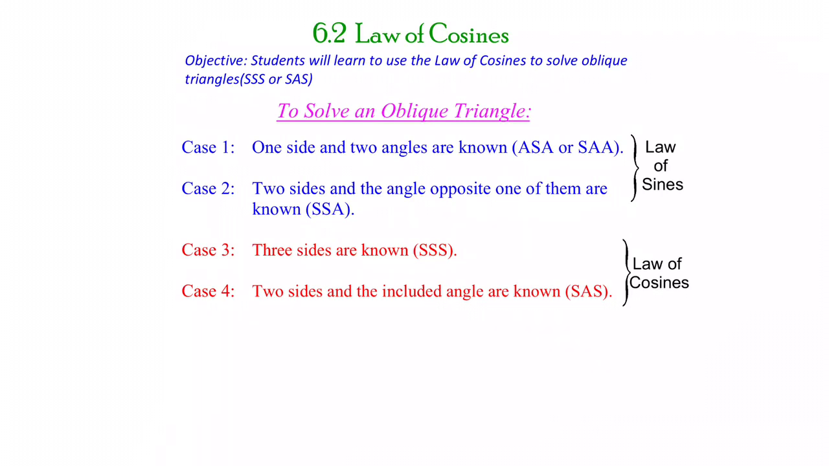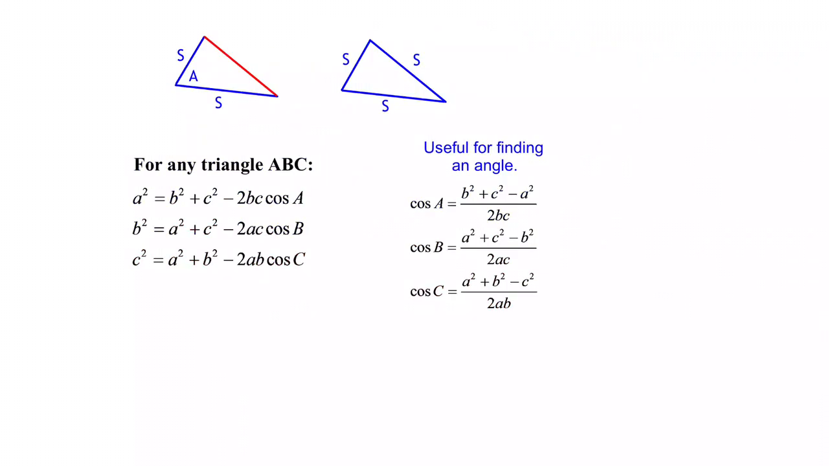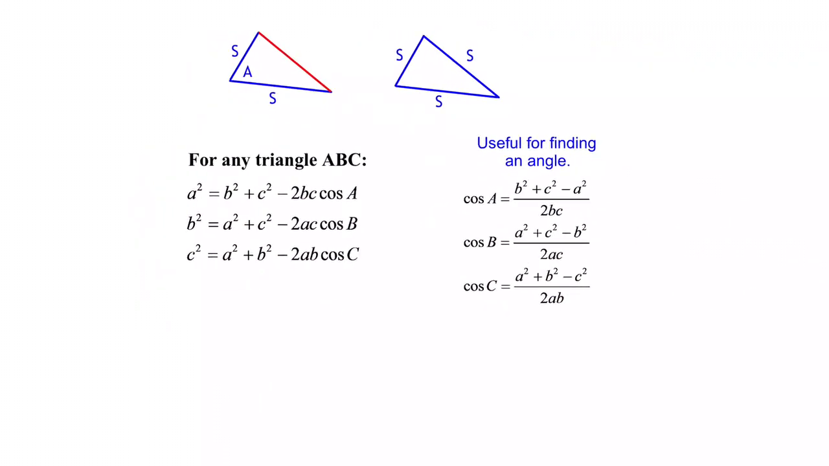If it's either case 3 or 4, you won't be able to use the law of sines because you don't have the information to do so. So we have now the law of cosines. This is side-angle-side, an included angle, and here are the formulas for the law of cosines. A squared is equal to b squared plus c squared minus 2 times b times c times cosine of A.